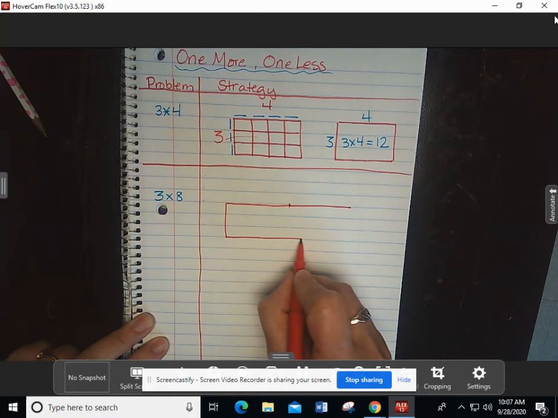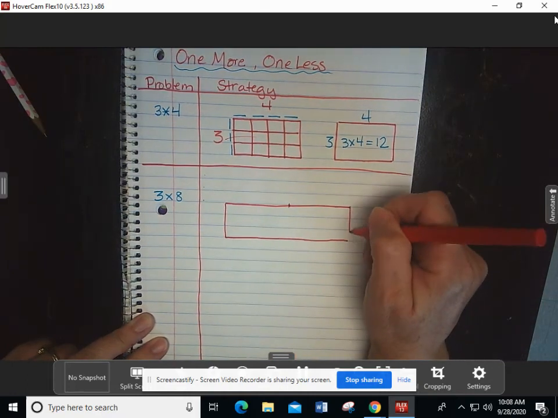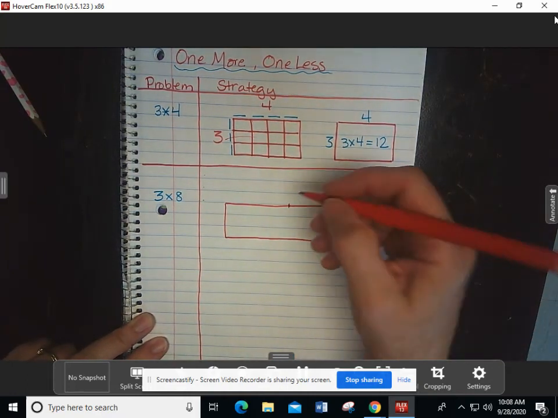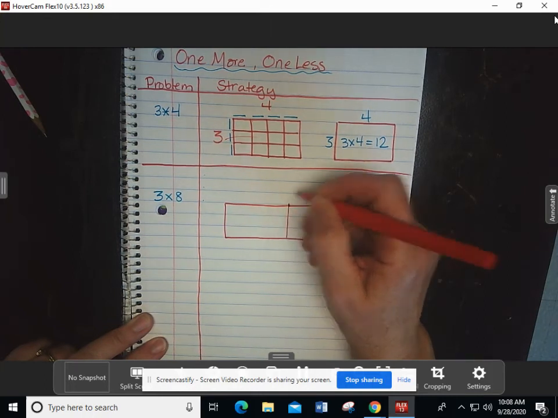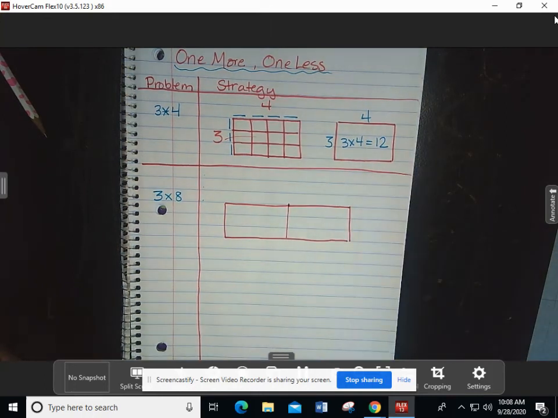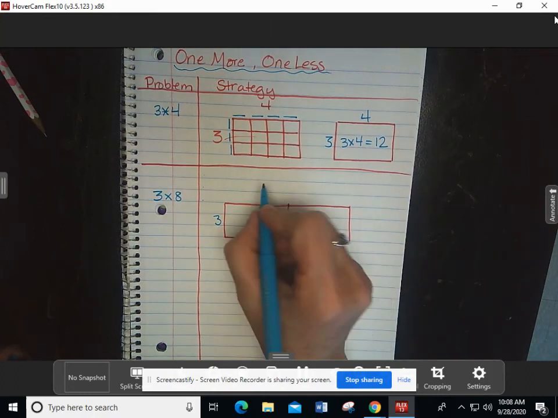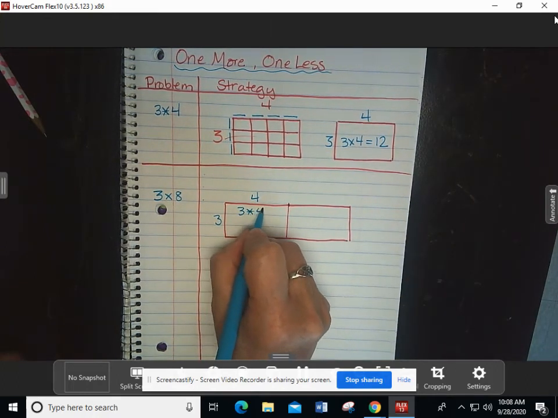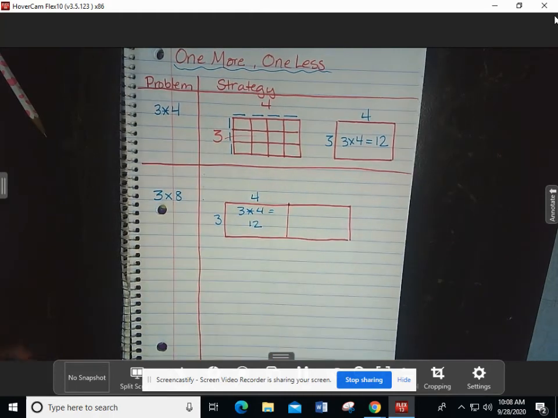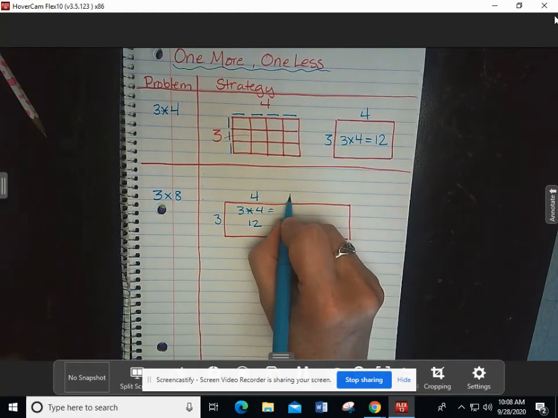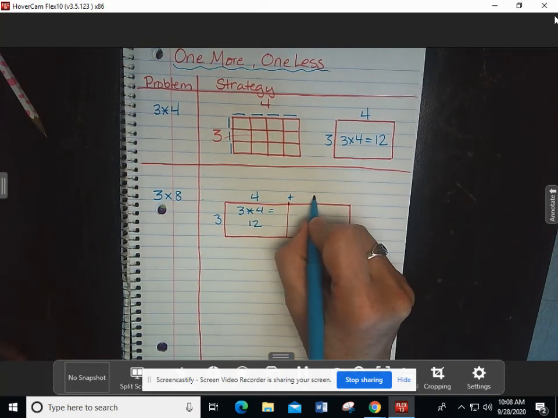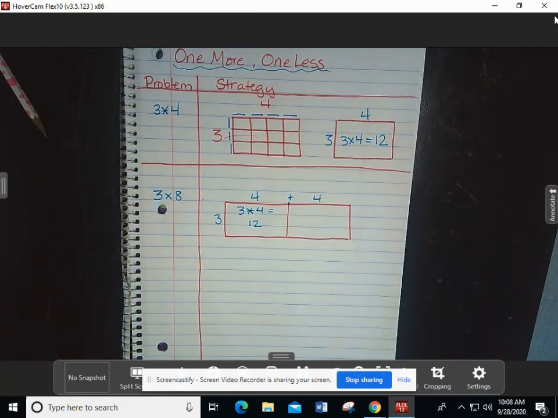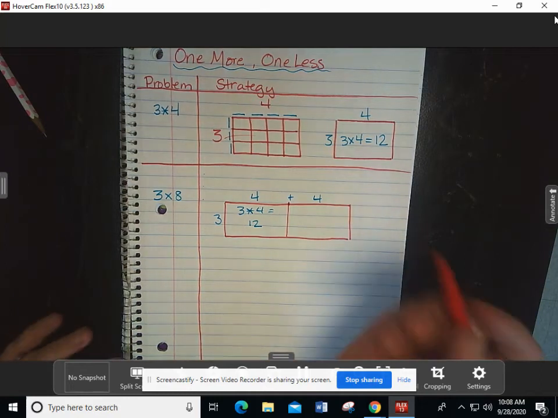I'm going to draw this really long line, but I'm going to make this line in the middle. Remember, I said I was going to cut that in half. Because I already know something. I already know that 3 times 4 equals 12. I also know that 4 plus 4 equals what? Yes, 8.